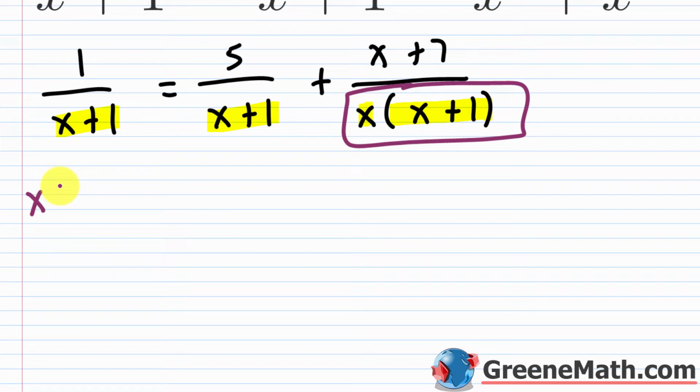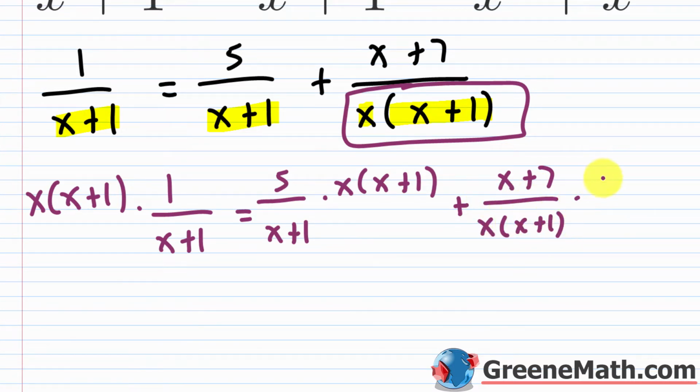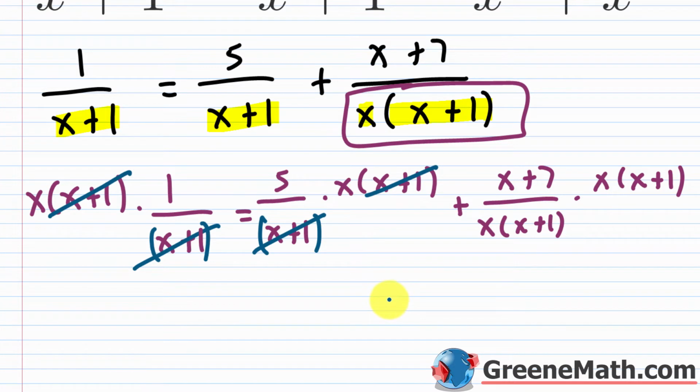So we have x times the quantity x plus 1. And that's going to be multiplied by 1 over x plus 1. This equals 5 over x plus 1. Again, times this x times the quantity x plus 1. Then plus, we have x plus 7 over x times the quantity x plus 1. And this is times x times the quantity x plus 1. Let's cancel this with this. And you can wrap this in parentheses if you need to. It's not necessary, but some people like that. Let me wrap this as well. So I'm going to cancel this with this. And then I'm going to cancel this with this. So the x's would cancel.